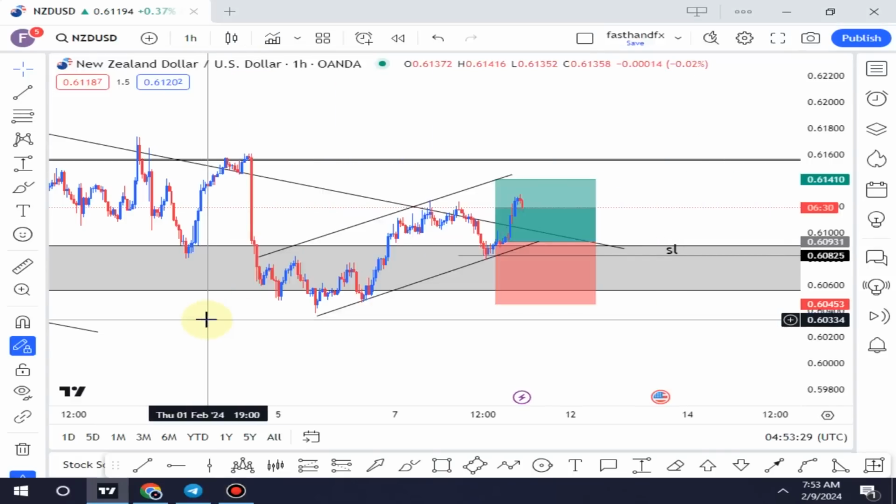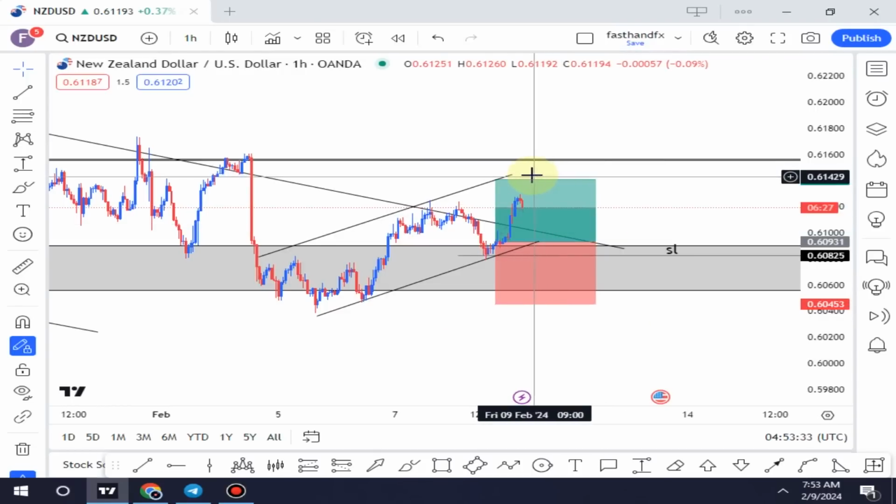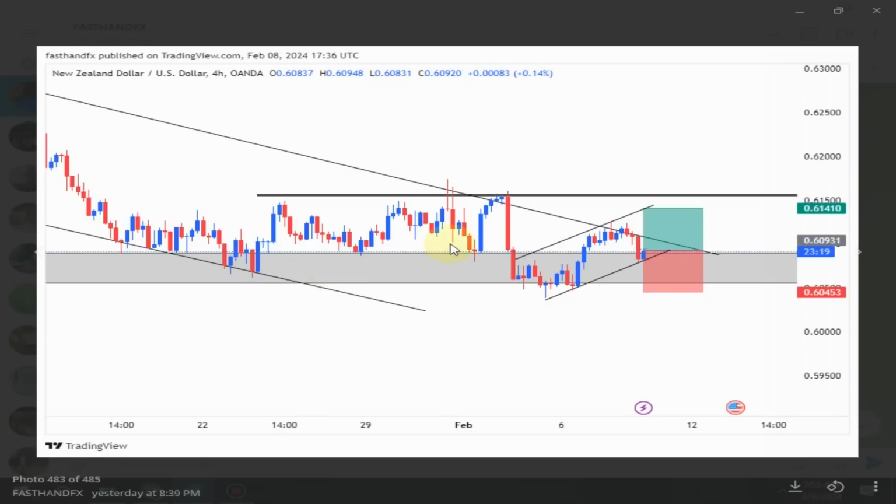I want to show you how I did scalp NZUSD yesterday. As usual, my analysis is very simple, guys. And I did document my entries. So this was before when I gave the signal to my public. It was a risk to reward ratio of 1 to 1.